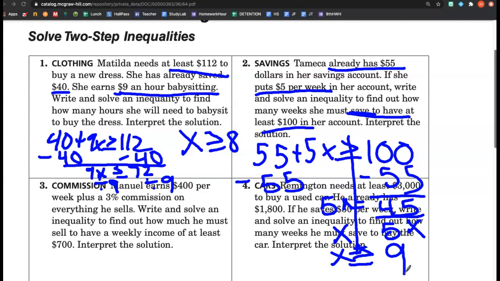Okay, so interpret the solution. What did your x represent? How many weeks she needs to save, right? Okay, so interpret that solution then. x is greater than or equal to 9. How many weeks does she have to save? 9 or more weeks. Okay, because if she saves for 8 weeks, is she going to have enough? No.